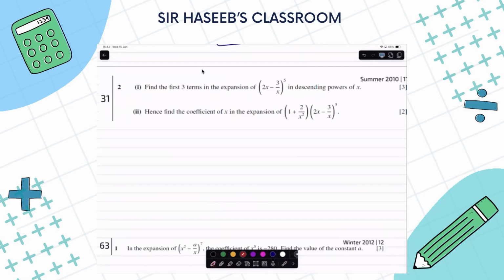So it says, find the first 3 terms in the expansion of this in descending powers of x. Not a problem. First term is going to be 2x to the power of 5. The second term is going to be 5C1, 2x power 5 minus 1, minus 3 over x to the power of 1, plus 5C2, 2x to the power of 5 minus 2, minus 3 over x to the power of 2. Got it?